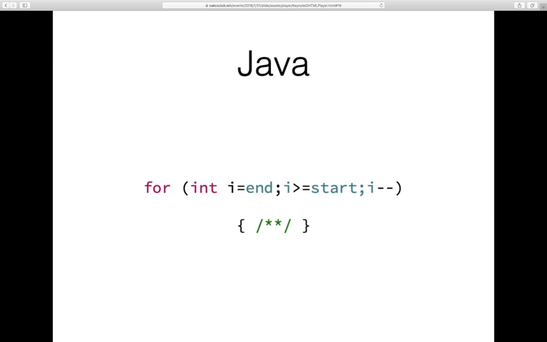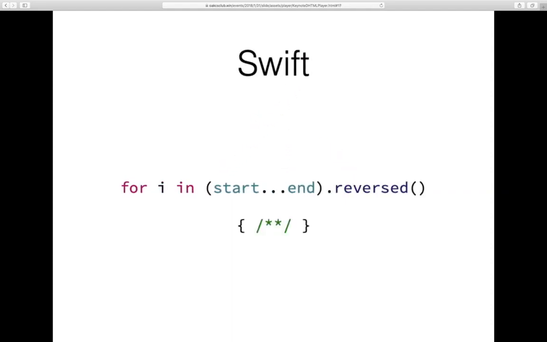So next up we have Java. Yep, this is a similar for loop, but instead of going up, it goes down. In Swift, it will be something like this. For i in start to end, you just put reversed. It's a built-in function called reversed.